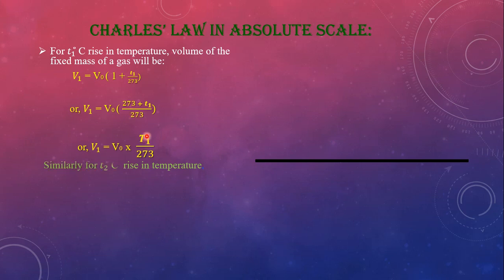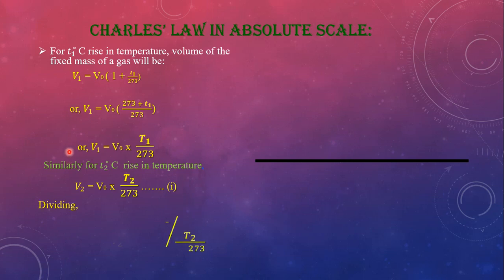So this capital T1 is temperature in Kelvin scale. So now our Charles' law in the absolute scale becomes V1 is equal to V0 times T1 by 273, T being in the Kelvin scale. Similarly, for T2 rise in temperature, you will get the volume to be this. Let's term this equation 1. We'll be needing it later on, but I don't want to write it again and again.